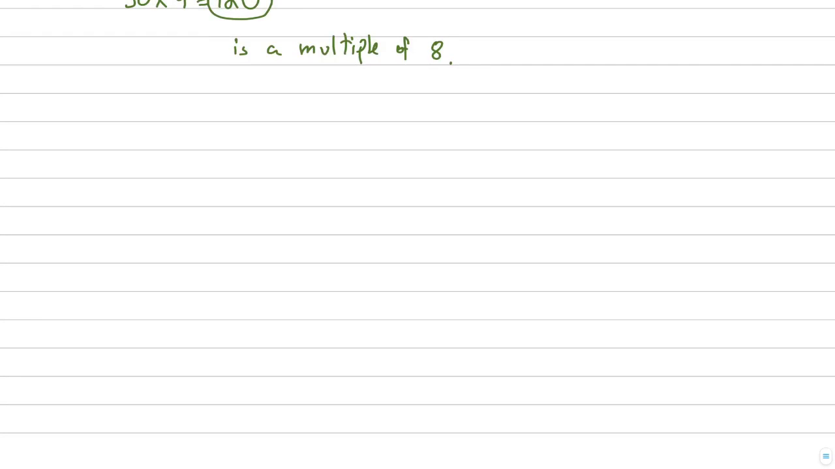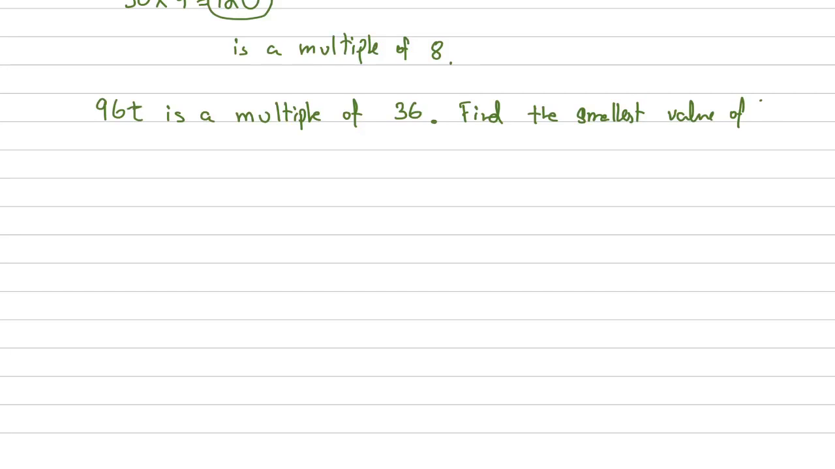Let's try another example. Alright, let's say you have 96 and you're supposed to multiply it by a certain value, t, such that 96t is a multiple of, let's say, 36. And again, your job is to find the smallest value of t. Again, here also the condition will be that the question will always ask you to find out the smallest value, never the largest value. And this, by the way, is example number 2.